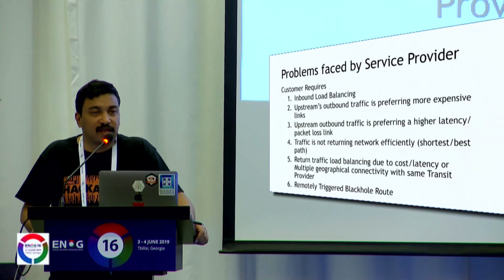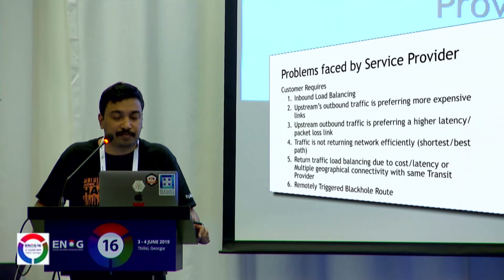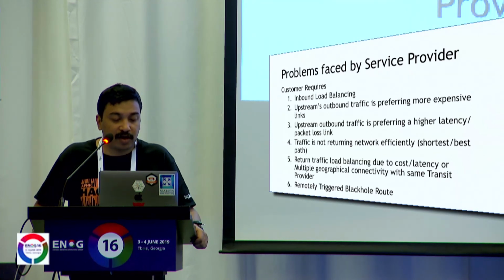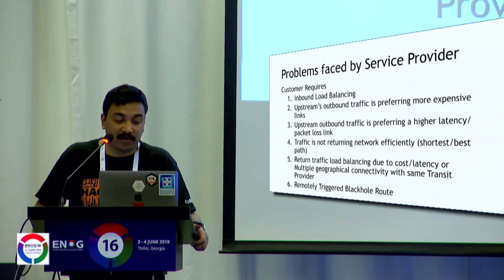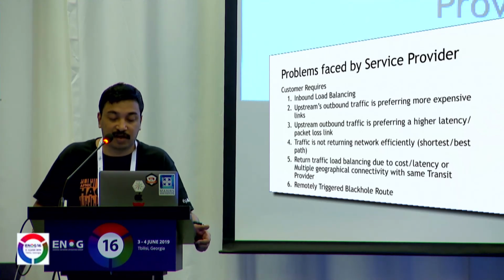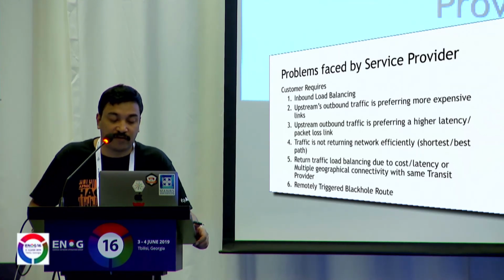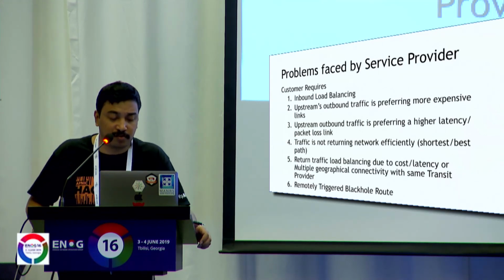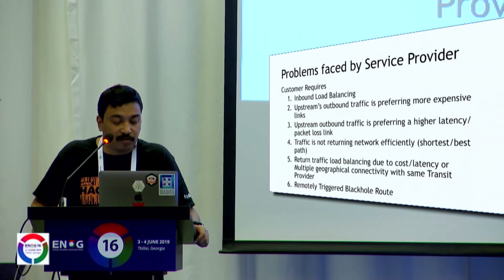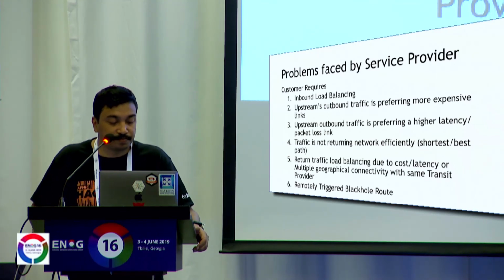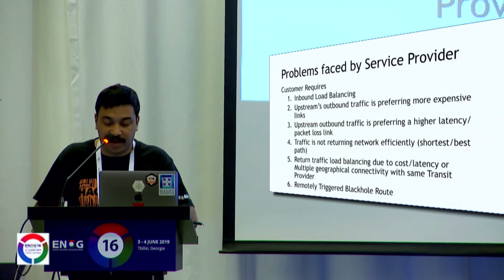So we are going to discuss some problems which are faced by the service provider and the customers, and how we can solve them using BGP community. The customer actually requests inbound load balancing, then the upstream's outbound traffic sometimes prefers more expensive links, or the upstream's outbound traffic prefers a higher latency or packet loss link. Traffic is not returning efficiently, like using the shortest or best path. So return traffic load balancing due to cost or latency or multiple geographical connectivity with the same transit provider, then remotely triggering a black hole route.